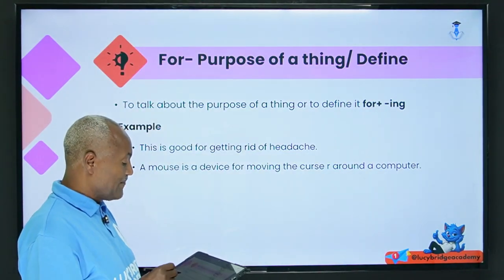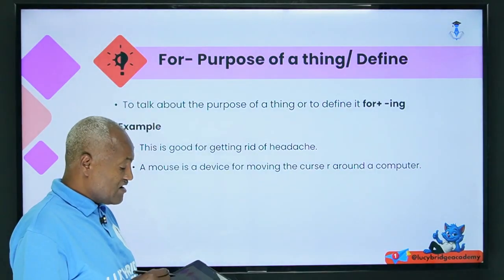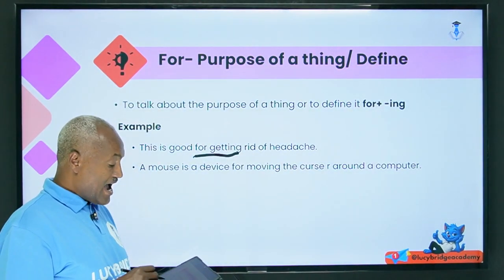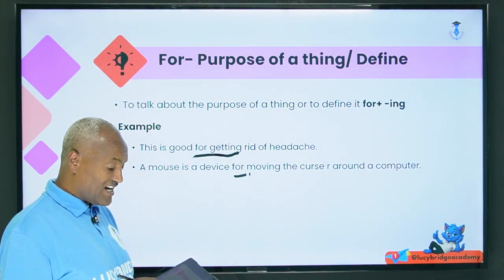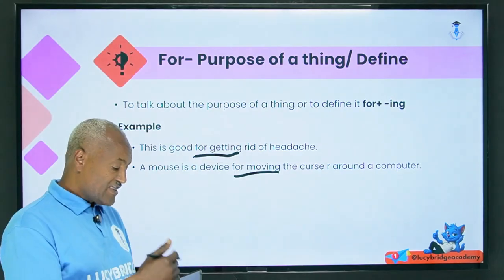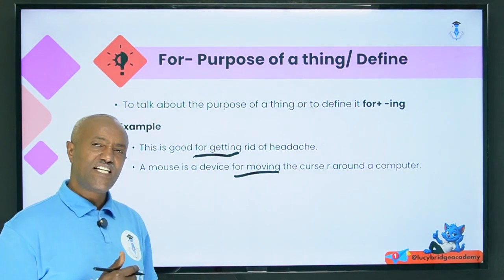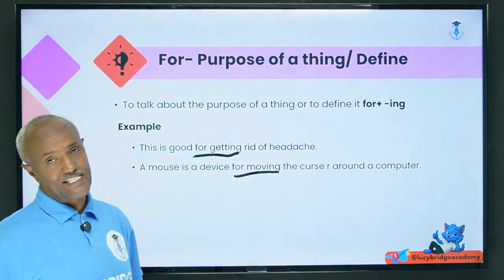That means, for instance, "This is good." Have you seen the purpose of the thing? This is good for getting rid of headaches. Have you seen? A mouse is a device. This is defining. When we define, there is a possibility that "for" is followed again by -ing. Then see the purpose, analyze the sentence. When you see it like this, you may not be confused when you are asked.